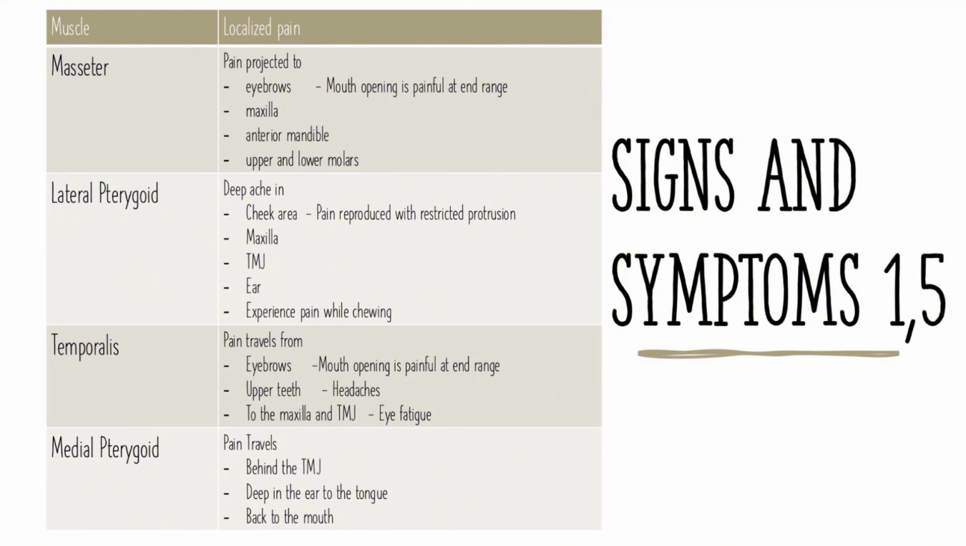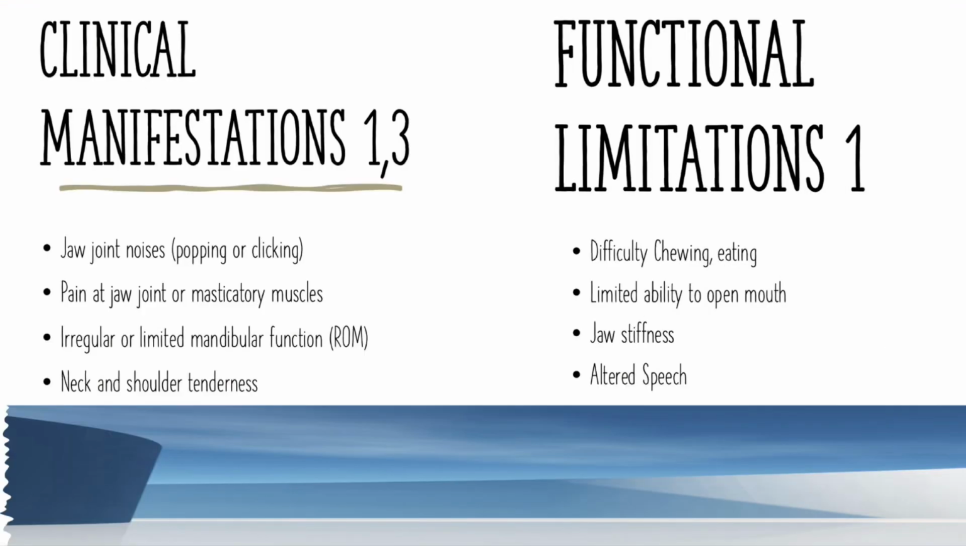Temporalis, referred pain may extend over the temporal region to the eyebrow and the upper teeth, and to the maxilla and the TMJ, and the patients also may feel pressure behind the eye or have increased eye fatigue and experience headaches. And then the last one, the medial pterygoid, may refer pain behind the TMJ, deep in the ear, to the tongue, and then back to the mouth. So it travels.